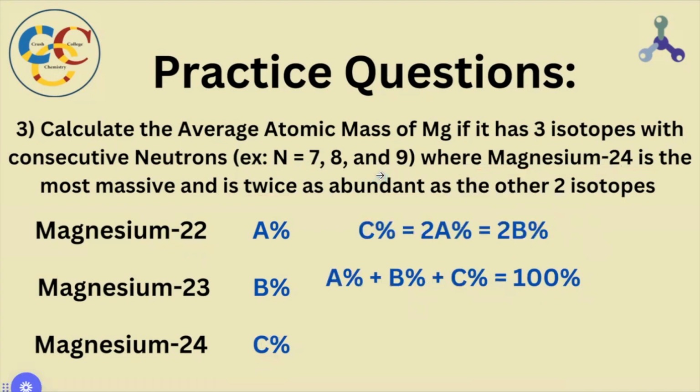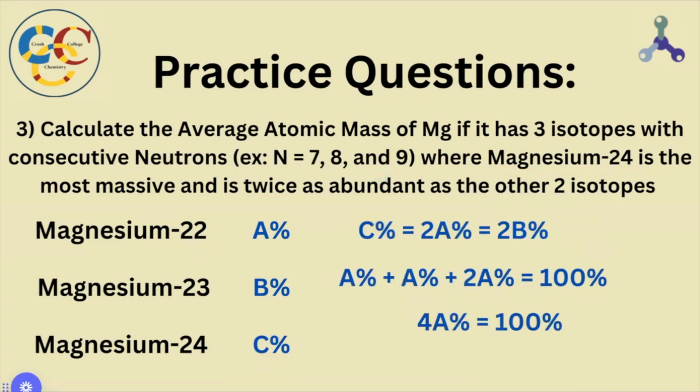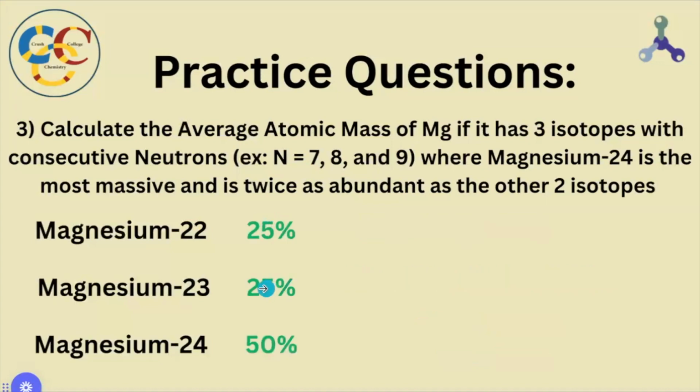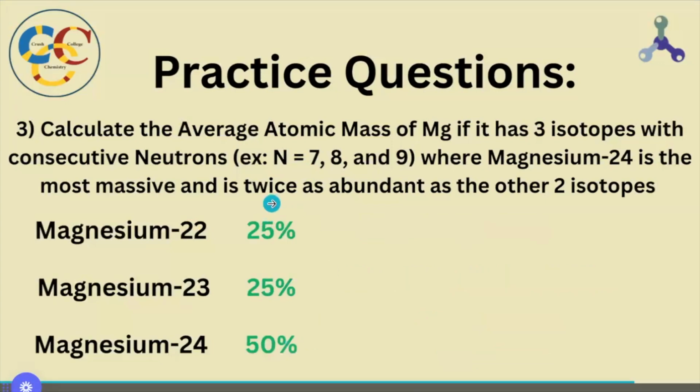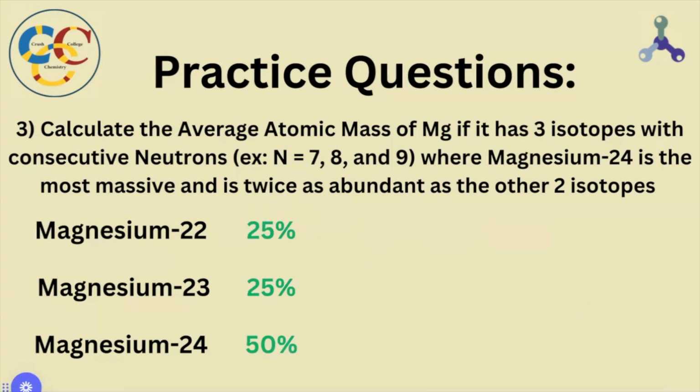So now we have a system of equations, and with a little bit of algebra, we solve for A%, for example, and we get that it's 25%. So if this is 25%, then this is 25%, and this is just twice that. And you check it out, and you see, yes, it does in fact add up to 100%. So these are the correct percents.